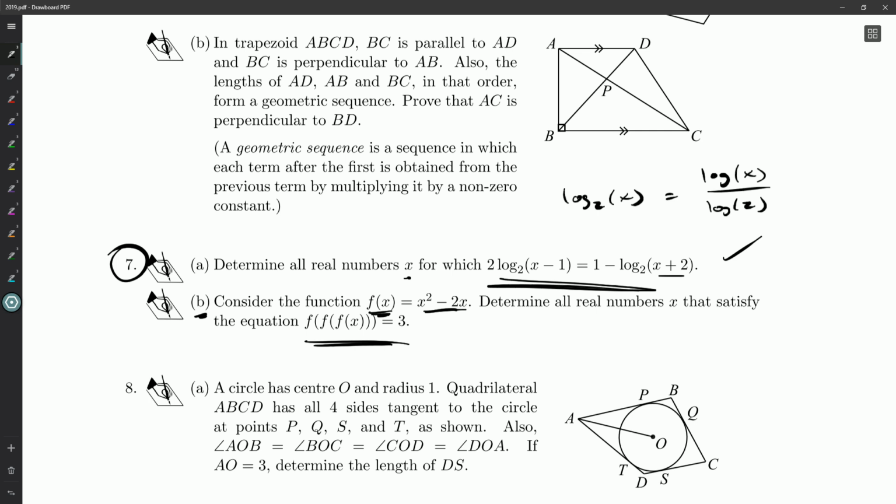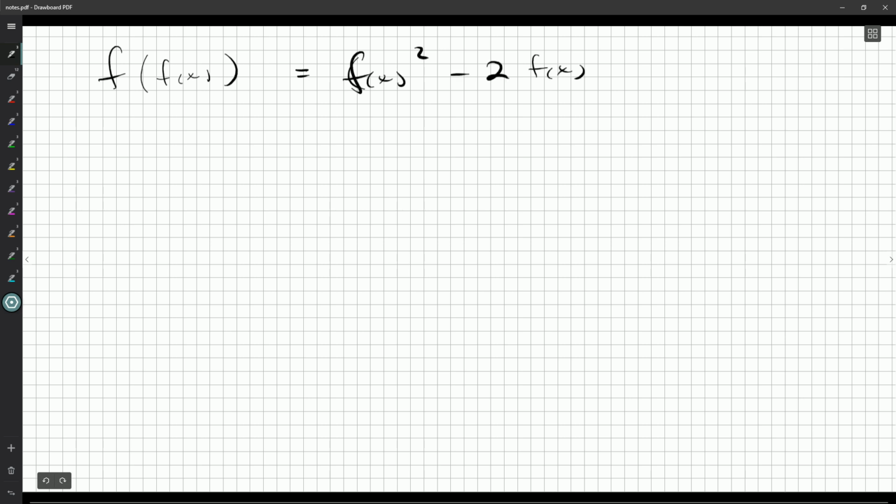Okay, so B part. We've got a function, f of x. It's a nice little quadratic, and it's equal to x squared minus 2x. Determine all real numbers x that satisfy this equation: f of f of x is equal to 3. Okay. So one thing you could try is to plug f of x in wherever the x's are in your expression. But we know what f of x is.